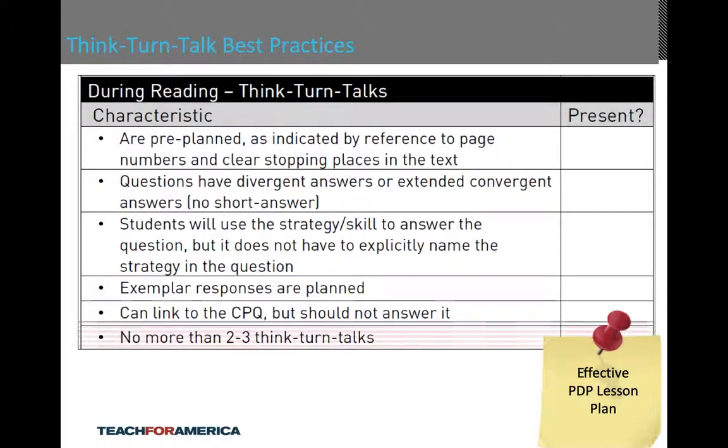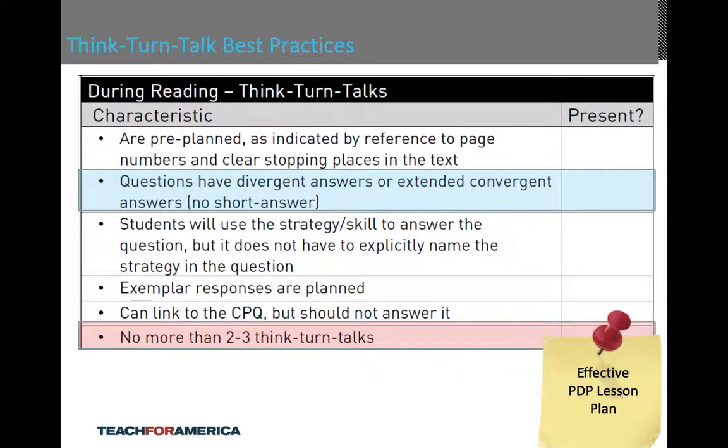One thing that I wanted to note is that when we're planning our think, turn, talks, or even when you've been in the classroom using those, we want to make sure that we're not using more than 2 to 3 because that can impede on students' understanding of text if we're asking too many questions for them to answer during the read.